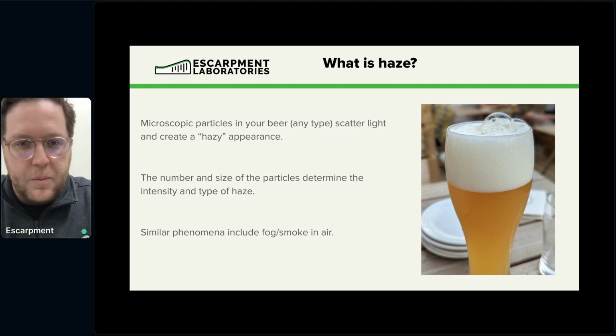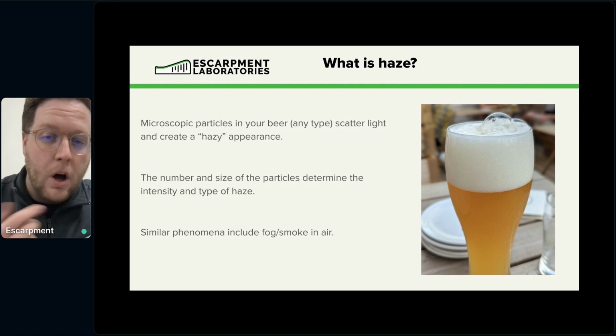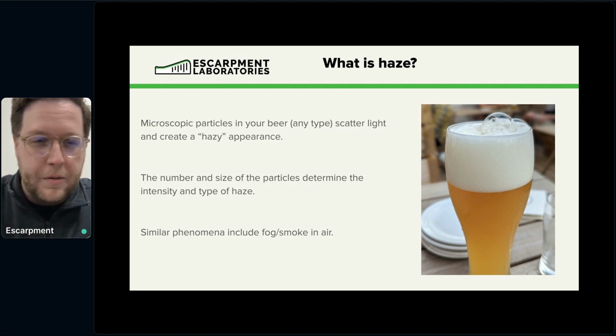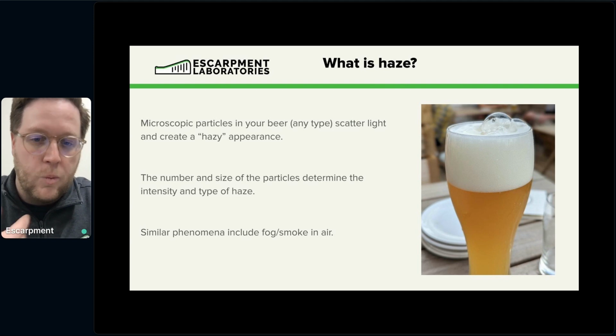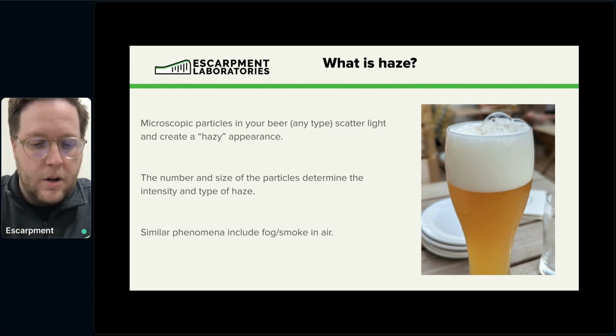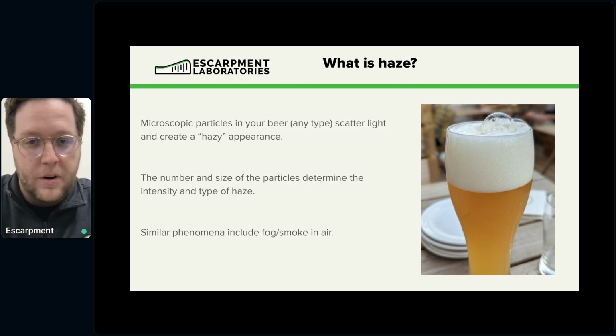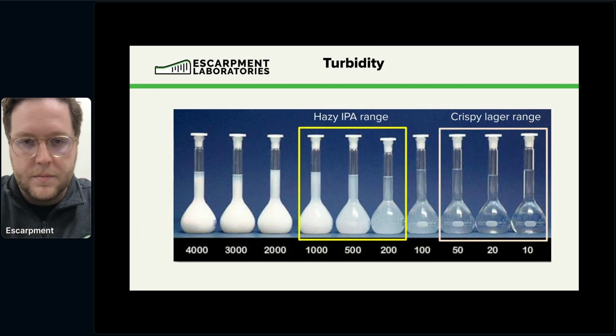And the number and size of those particles will determine the intensity as well as the type of haze. A similar way to think about this would be fog or smoke in the air. If you're outside on a really foggy day, that's because there's a bunch of water particles in the air. And that is diffracting light, scattering light, and making it harder to see. It reduces your visibility. So, that fog on a cold morning is quite similar to the haze in your beer. You have particles that are impacting the ability of light to be transmitted.